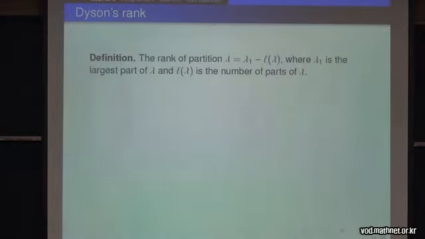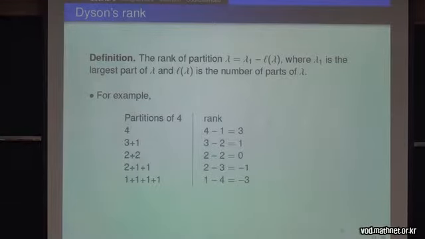So in 1944, Dyson introduced the rank of a partition. Dyson defined the rank of a partition as the difference between the largest number that appears in the partition and the number of parts. For example, we have 5 partitions of 4, and for each partition we can look at the largest number and the number of parts. For the first partition, 4, the rank is 4 minus 1, because the largest part is 4 and there is one part. So the rank of the partition 4 is 3.